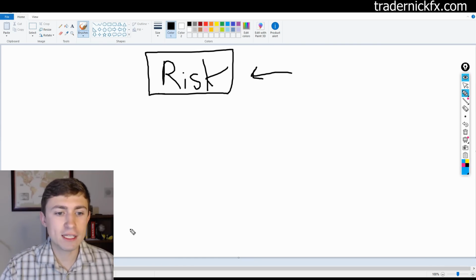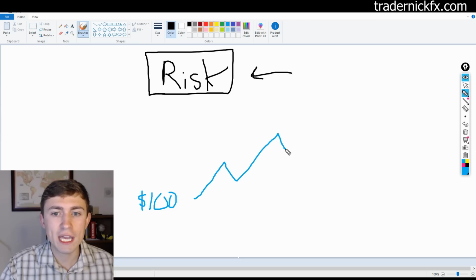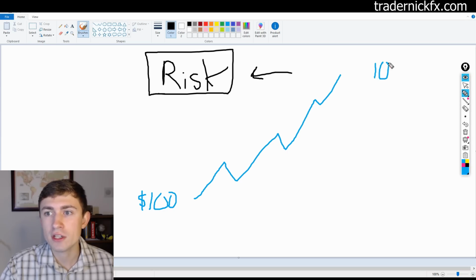So even if you do something like this, right? If you start at $100, it doesn't really matter how high you get this if you're just kind of gambling the account, right? If you're just making huge gains and it's going really well, let's say that you get to $1,000.